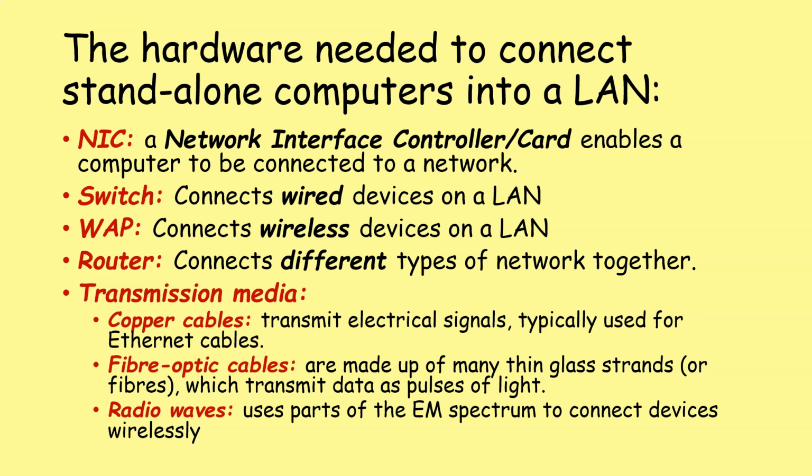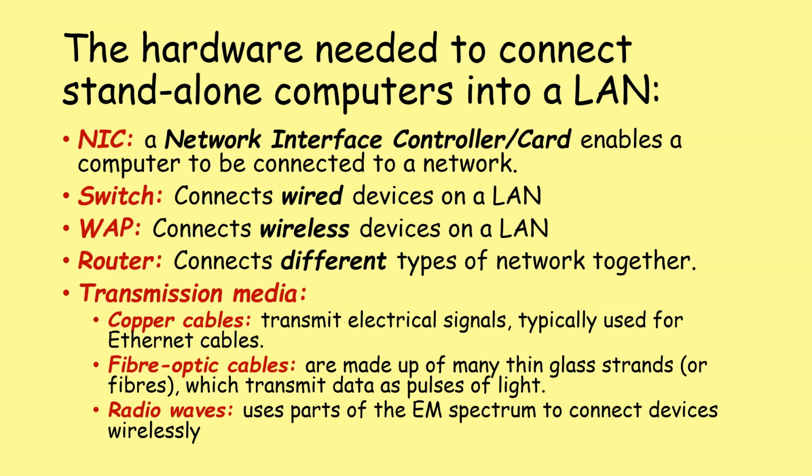WAP. No, not that WAP. Wireless access point connects wireless devices on a local area network. Router connects different types of networks together. For example, a local area network to a wide area network such as the internet.